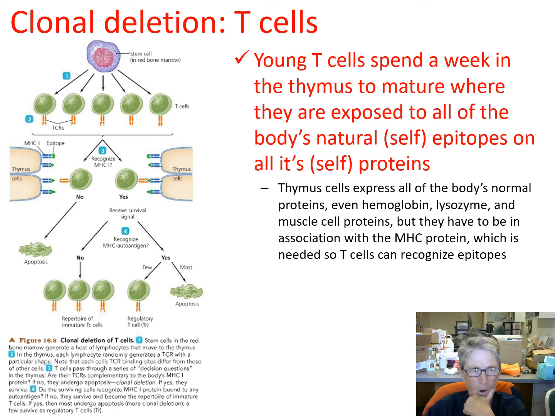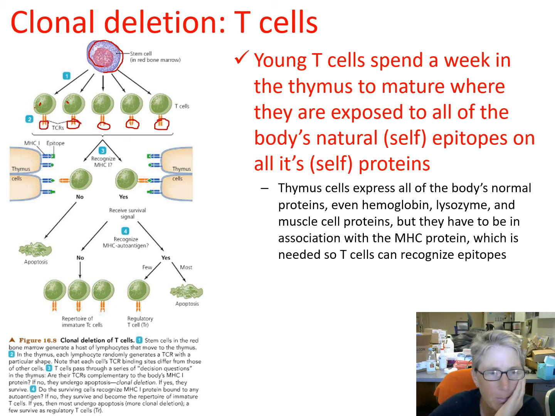Here's a cartoon. This is how it's a little more complicated for T cell maturation. So here's a stem cell for T cell. It was born in the red bone marrow, goes out to the thymus. These T cells get their T cell receptors, and you see, they all have different shapes at the tips. These T cell receptors will specifically bind an antigen or epitope, or it won't.